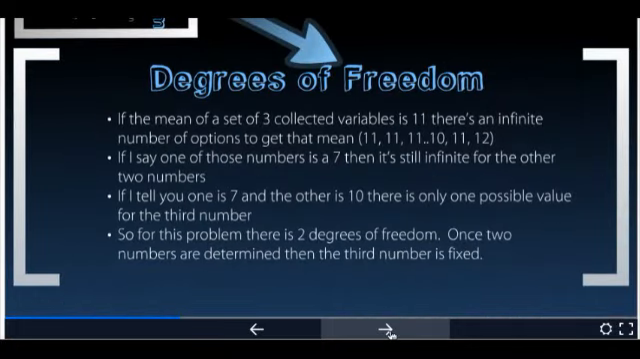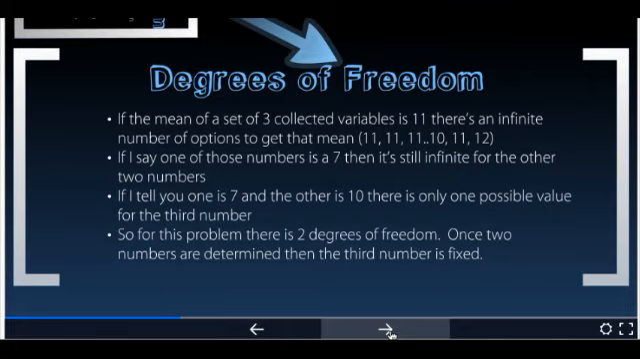If the mean of a set of just 3 variables is 11, there's an infinite number of options to get to that mean. You could have 11, 11, 11, and that would be a mean of 11. You could have 10, 11, 12, and that would have a mean of 11. There's an infinite number of 3 numbers that would have a mean of 11.